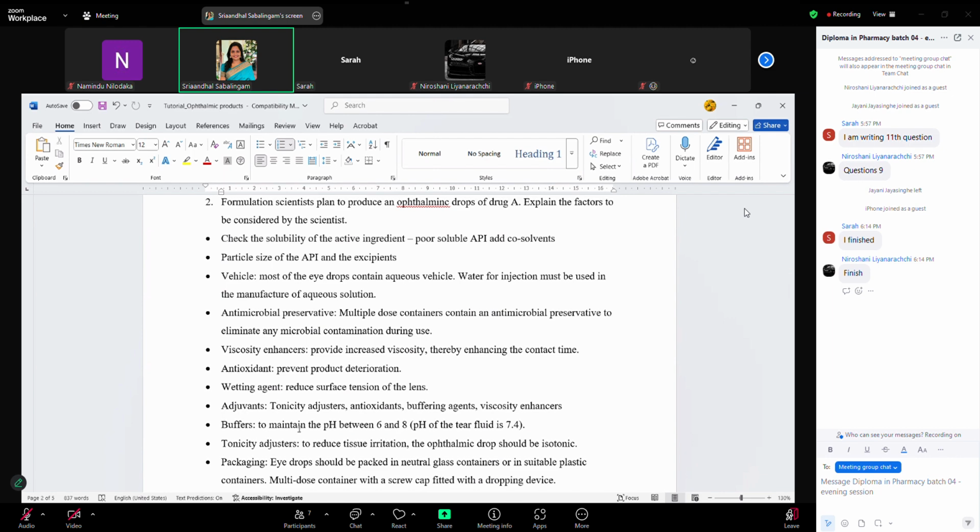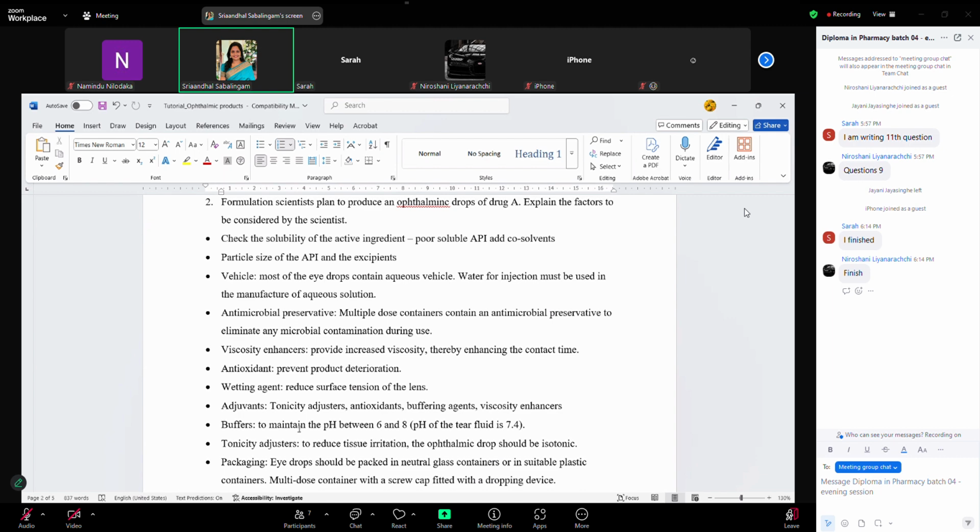So the first thing they have to select is whether the API is soluble in water or not. Because if it's soluble in water, they can go for a solution product. If it's not soluble, they can increase the solubility or they can use some non-aqueous vehicle. So first they have to see the particle size and the solubility of the product, right? And then they can select the vehicle.